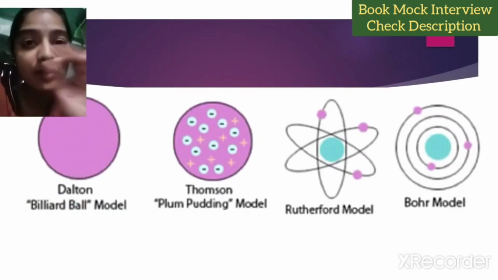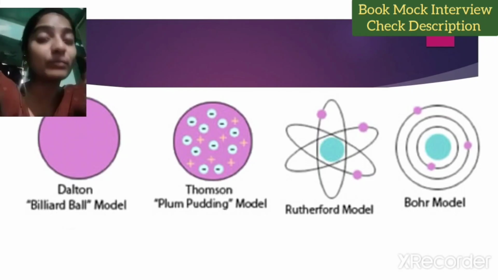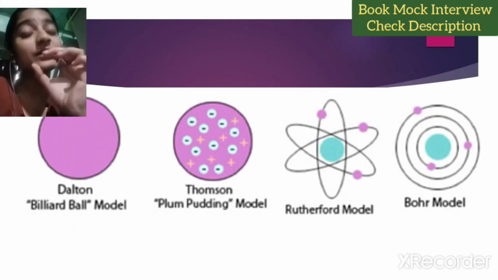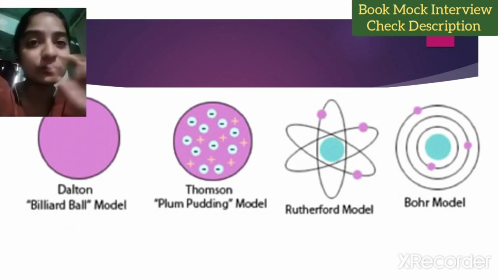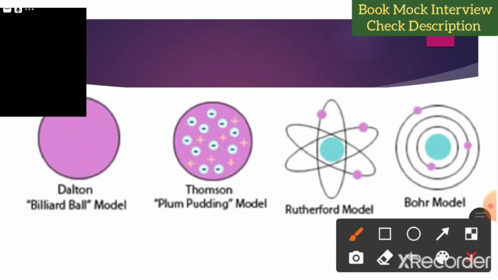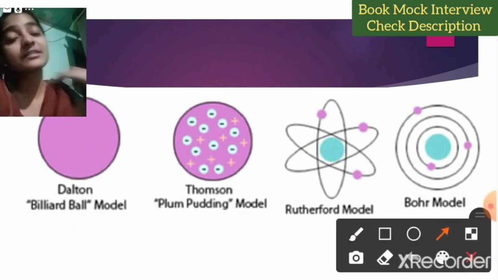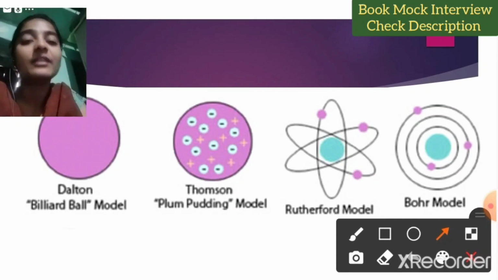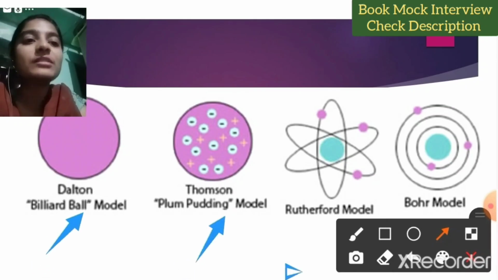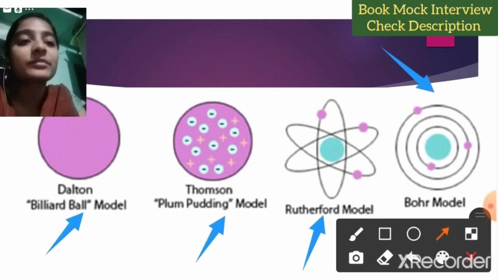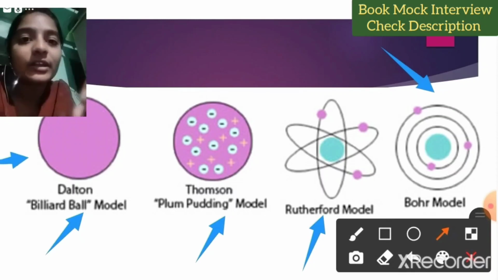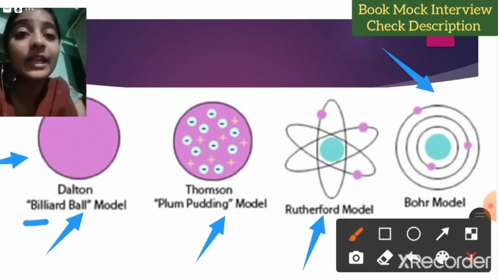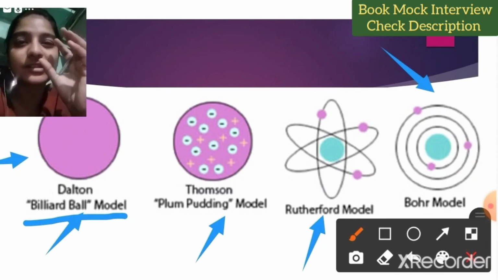Coming to these, what are these? Dalton, Thomson, Rutherford, Bohr. These are the models of the atom, named after the scientists. Here there are four scientists who invented the structures of the atom from start to end. Firstly, Dalton, J.J. Thomson, Rutherford model, and Bohr's model. Coming to Dalton, the billiard ball model means he said that the atom is in a ball shape.